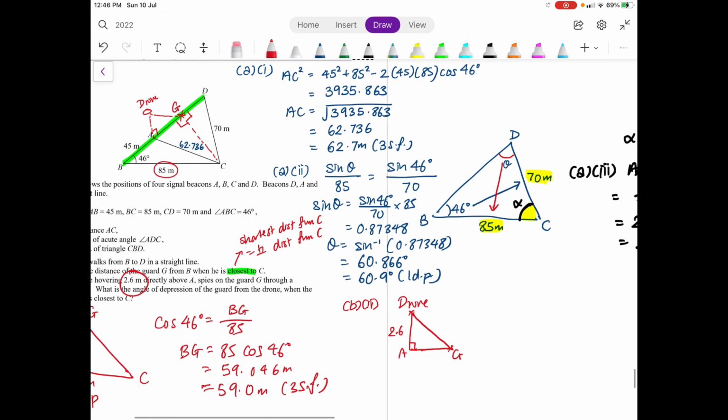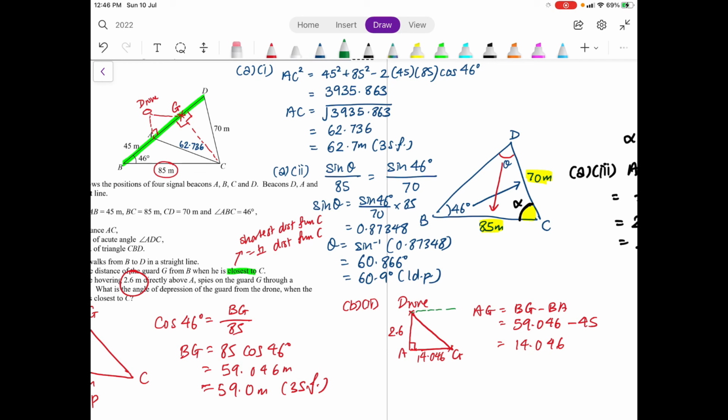AG is BG minus BA. BG I just found, minus BA 45, which is 14.046. So this is 14.046. I want to find the angle of depression. This is a bit tricky.